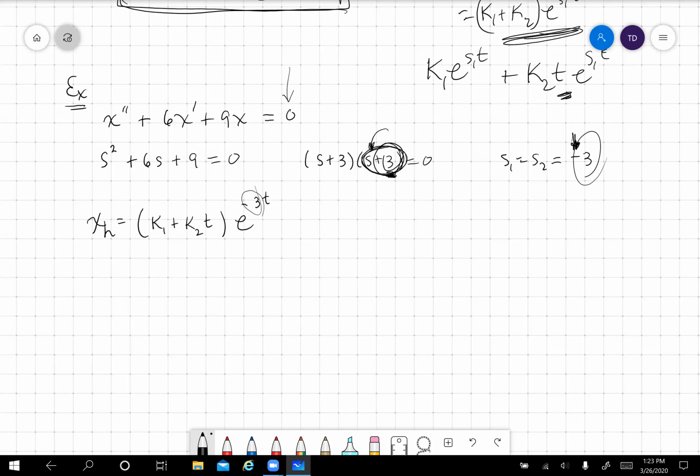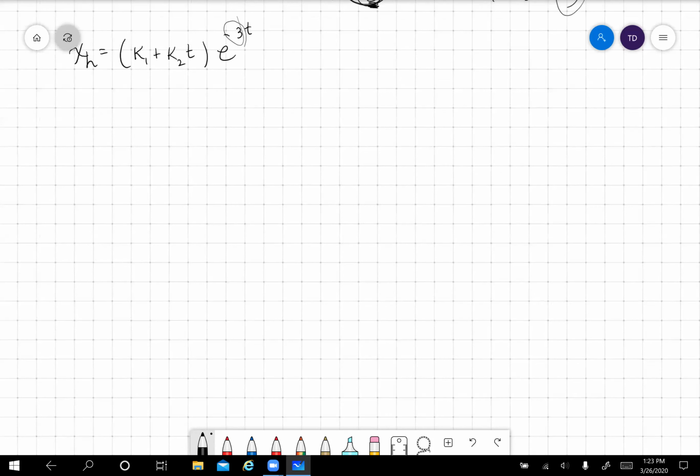If you want me to, I will go through the analysis of plugging this in and prove to you in this differential equation. In fact, let me do that. So I'm going to prove. I have xh, so I'm going to need xh prime. So the derivative is equal to the derivative of the first, K1 times the second, e to the minus 3t, plus the first, K1 plus K2t times the derivative of the second, minus 3 e to the minus 3t.